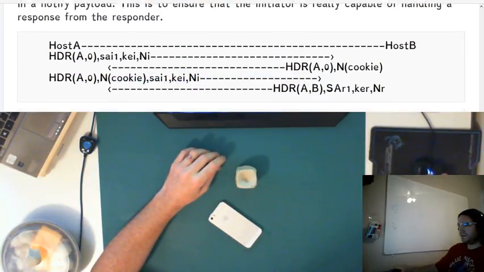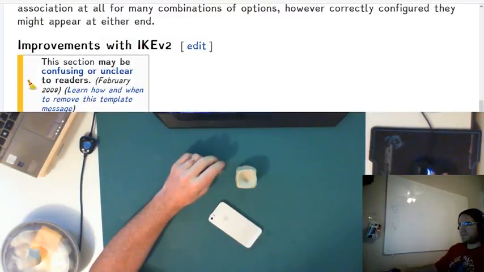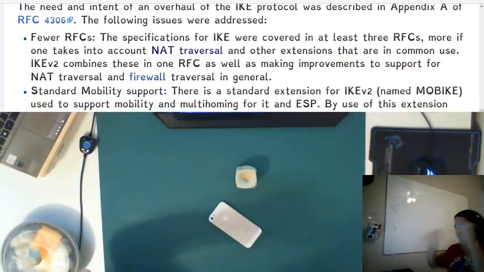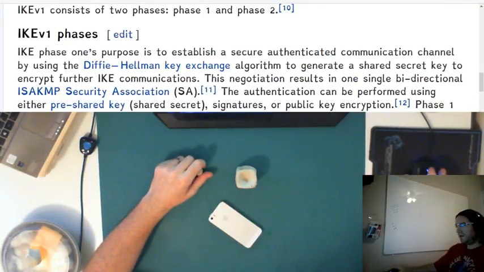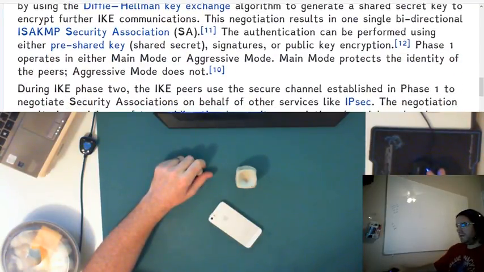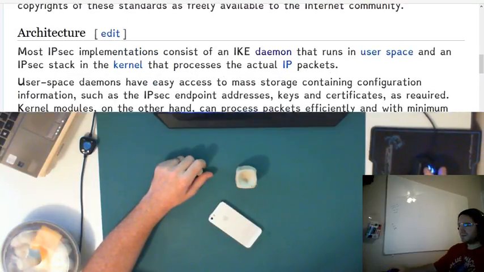No, I understood that. Okay. So that's IKEv2 improvements on IKE. And IKE is in two phases. Gotcha. Okay.